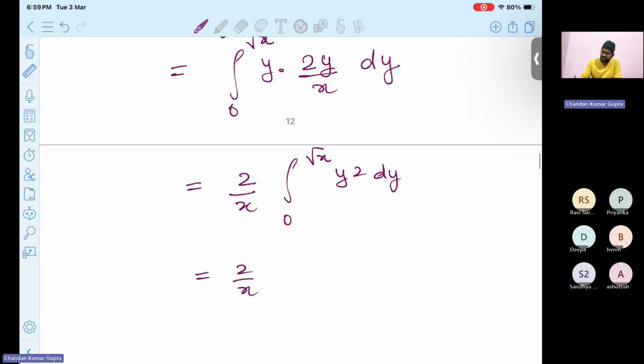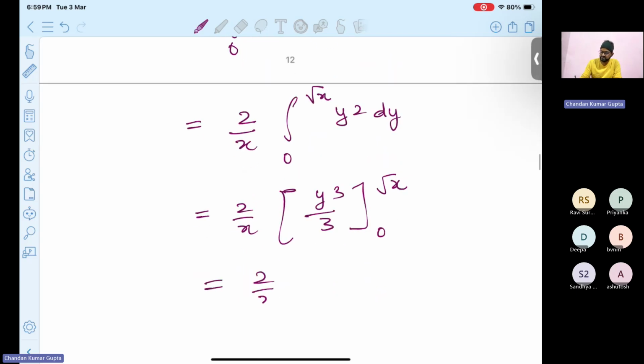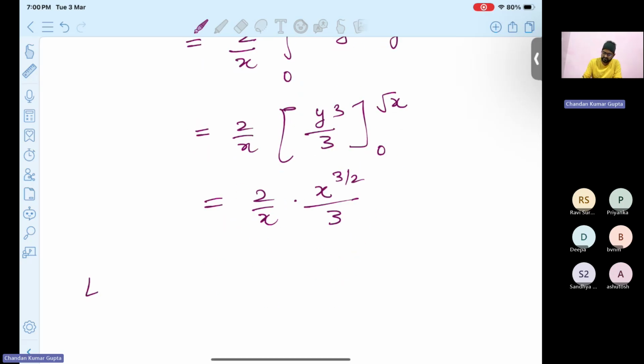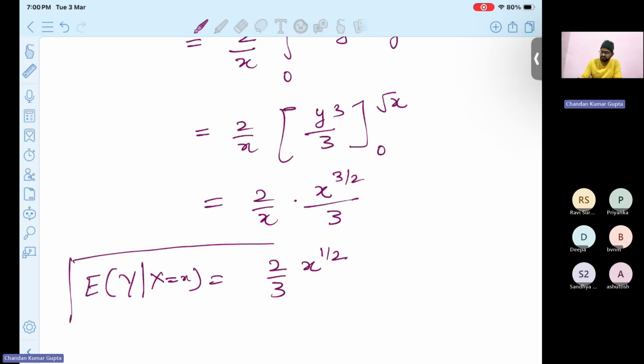Now it's 2 by x, y cube by 3, from 0 to root x. It's 2 by x into x to the power 3 by 2, divided by 3. So after solving, you may find it's 2 by 3 x to the power 1 by 2. So this is the general value of the expected value of y given x.